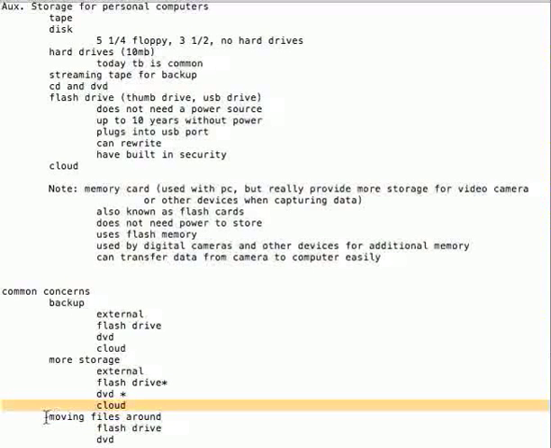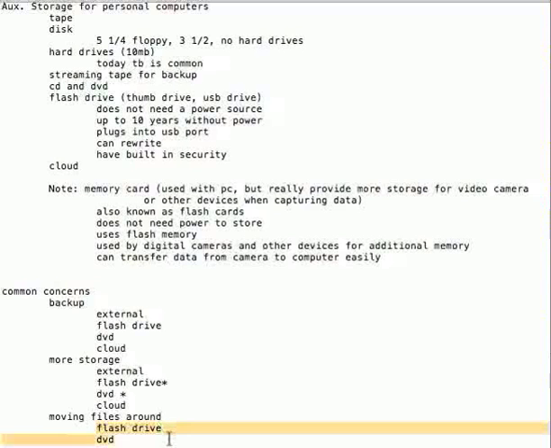And finally, the next concern would be, how do you transport or move files around? The easiest way to do that would be with a flash drive and DVD.